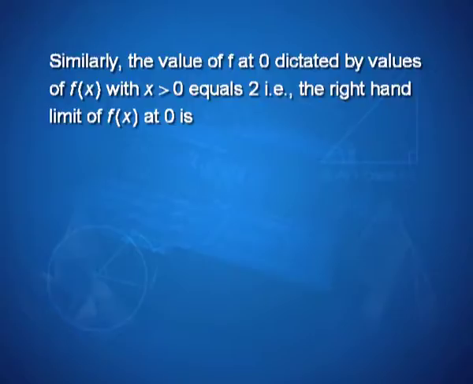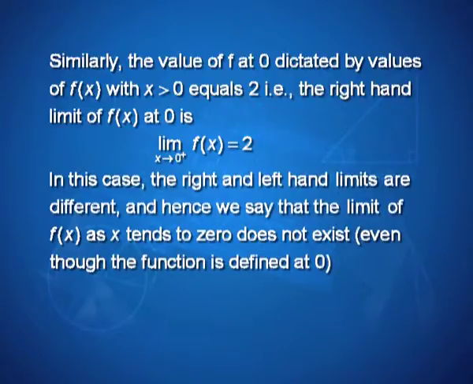Similarly, the value of f at 0 dictated by the values of f of x with x greater than 0 equals 2, that is the right hand limit of f of x at 0, limit x tends to 0 plus of f of x, is equal to 2. In this case, the right hand and the left hand limits are different and hence we say that the limit of f of x as x tends to 0 does not exist, even though the function is defined at 0.